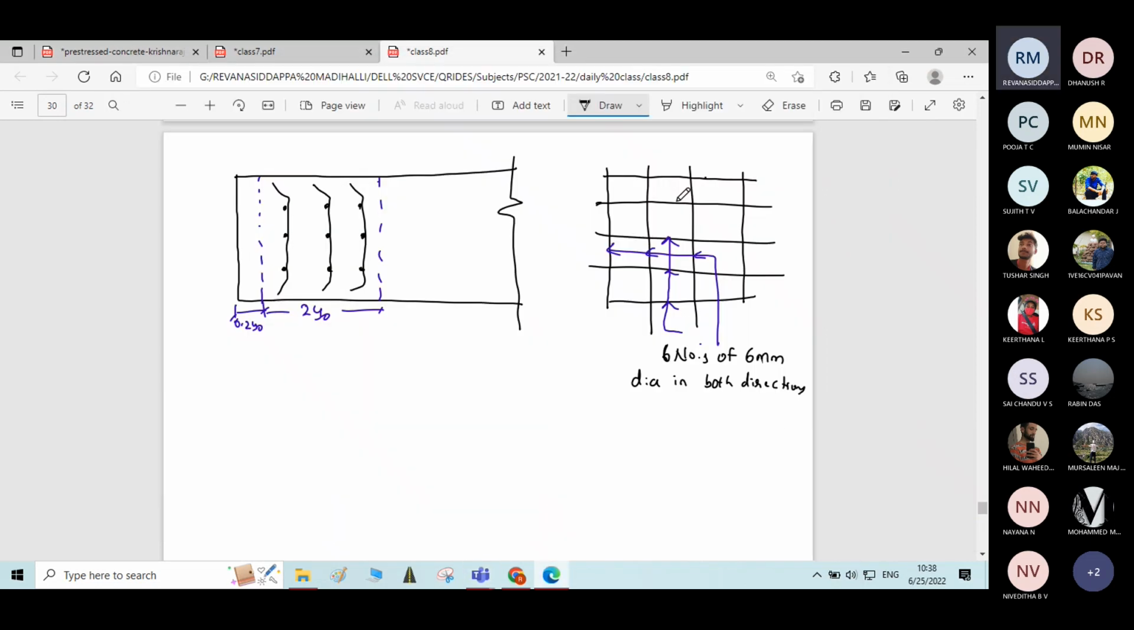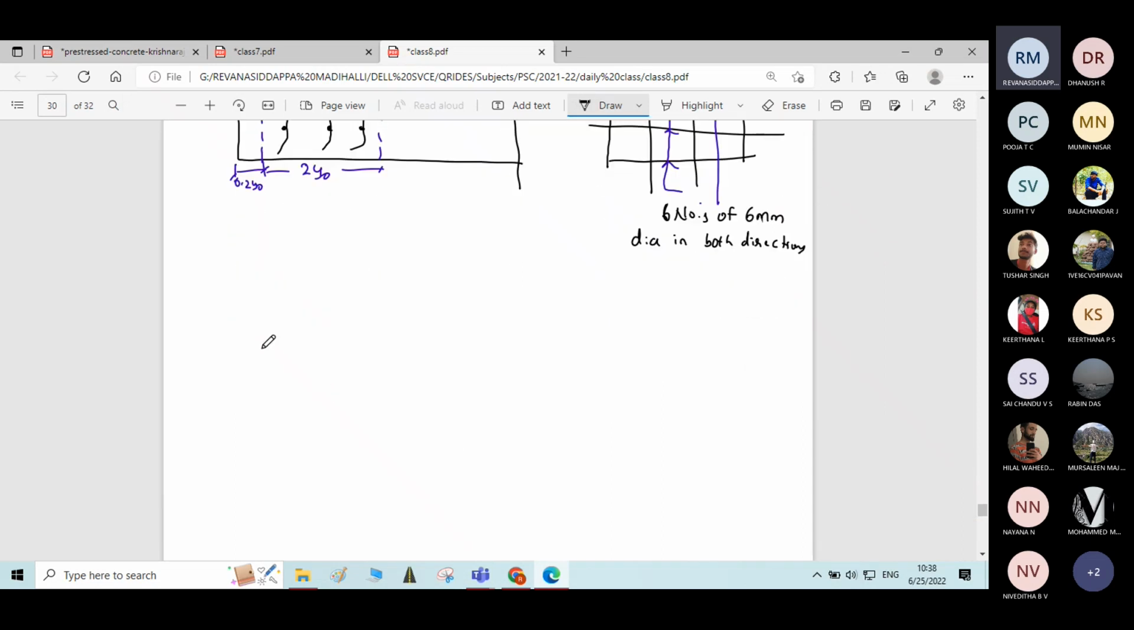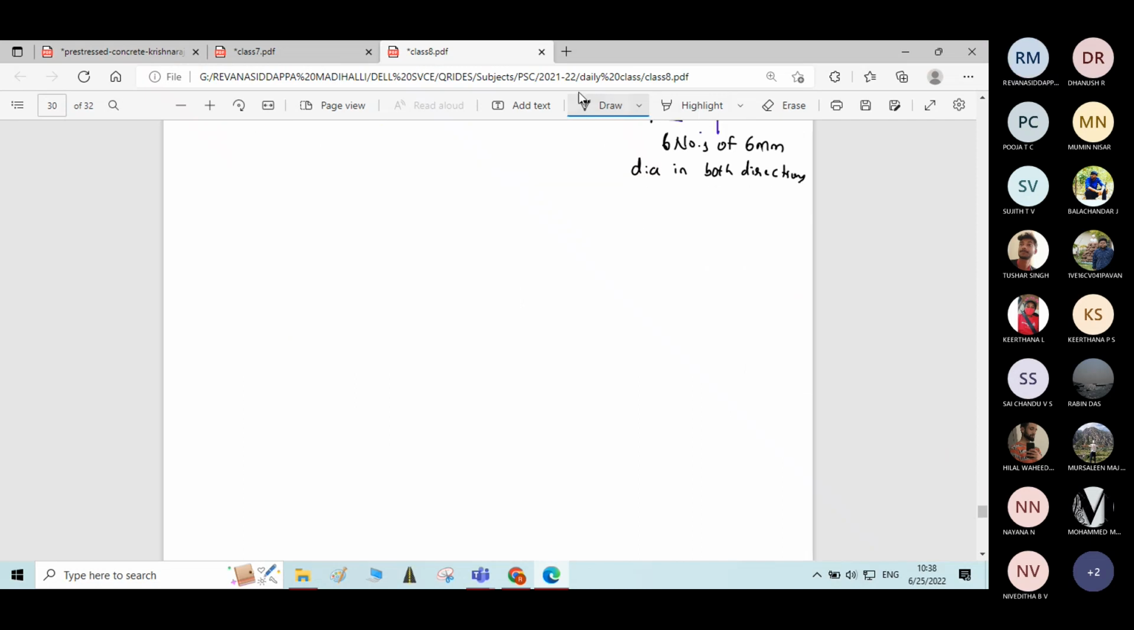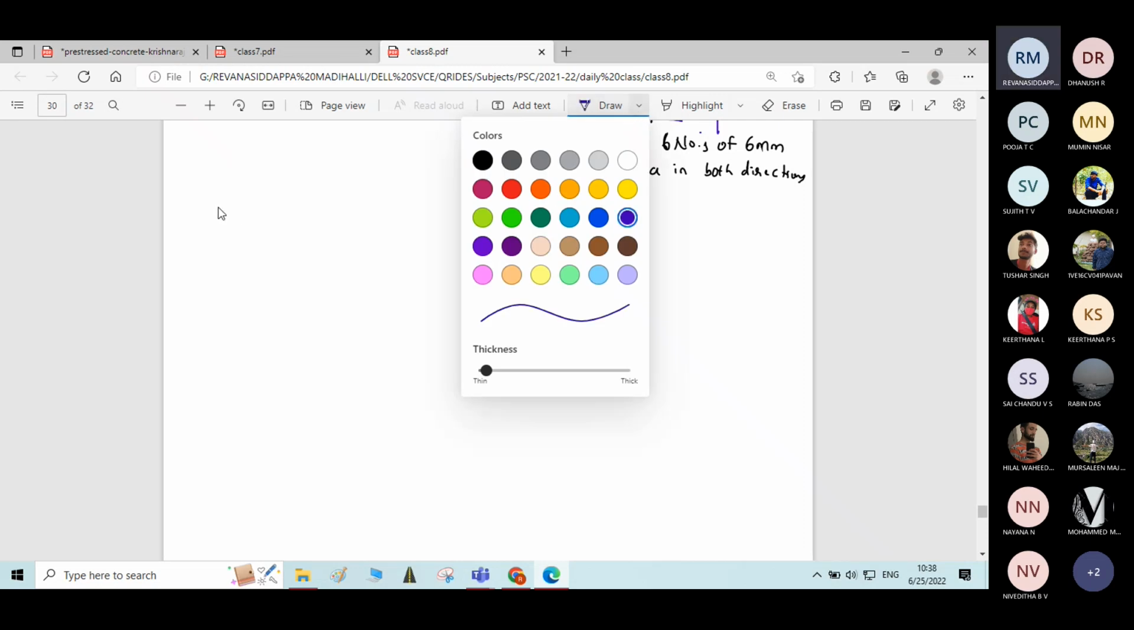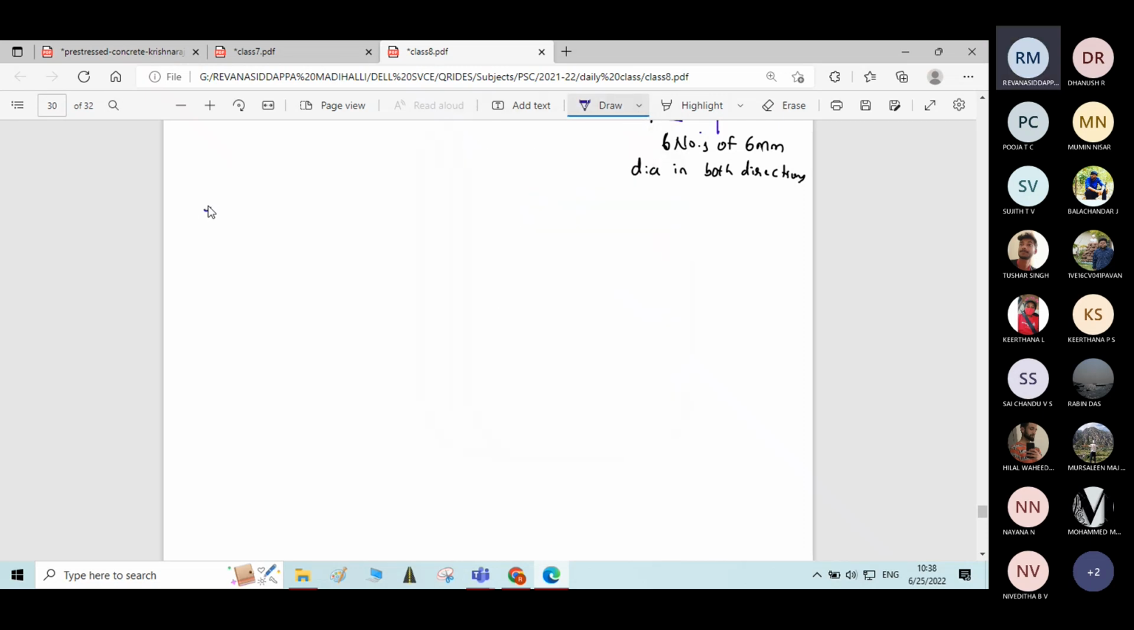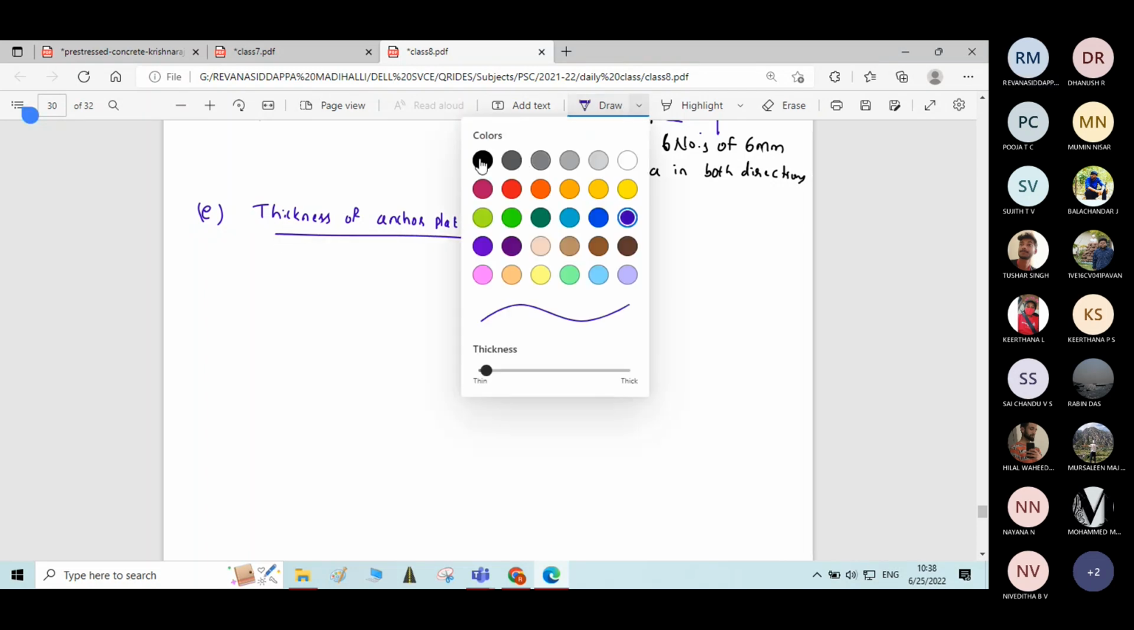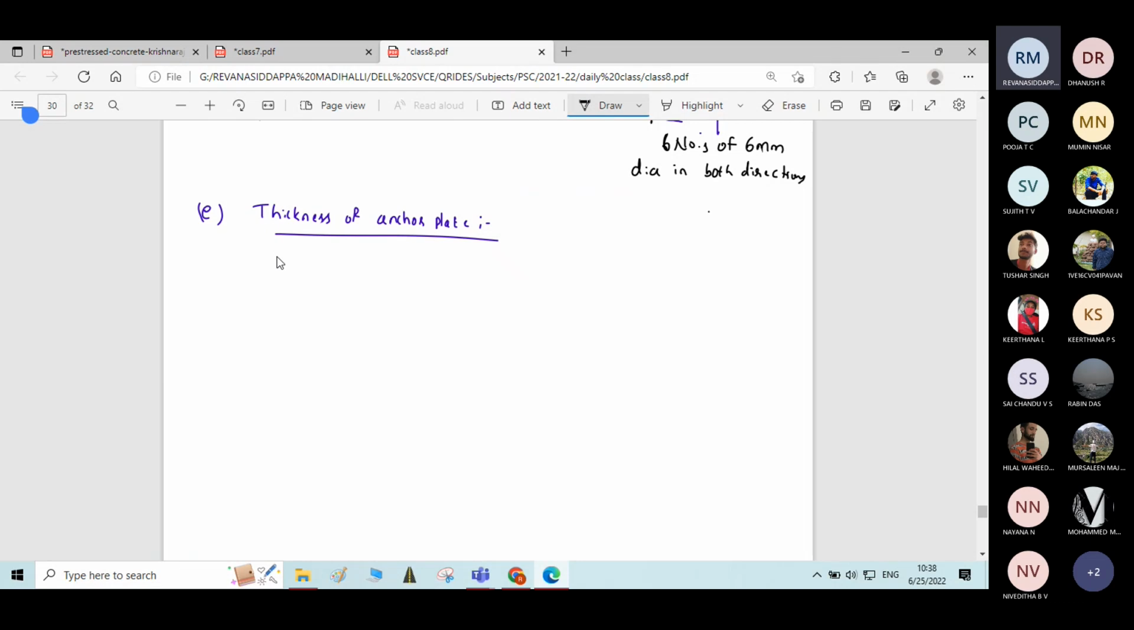So we have designed the reinforcement, students. One more thing we have to find, that is the anchor plate thickness, correct? We will find it now, the last step. We have to follow the same steps that we followed for the previous problem. Thickness of anchor plate. We know the punching force, which is nothing but the pre-stressing force only.